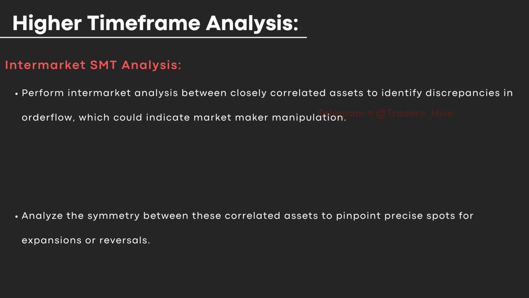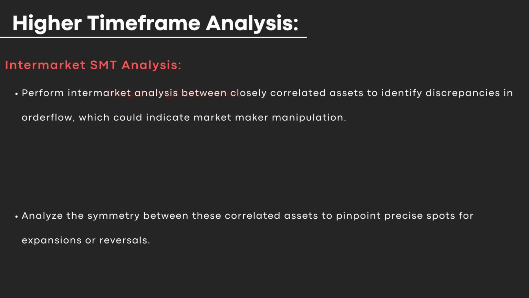And these discrepancies will reveal potential market maker manipulation to you, which you could then use to exploit potential swings and expansions in price action. Your job is to analyze the symmetry between correlated assets or pairs and look for alignment or divergence in their movements. Symmetry can help you pinpoint key spots where expansions or reversals are likely to occur.